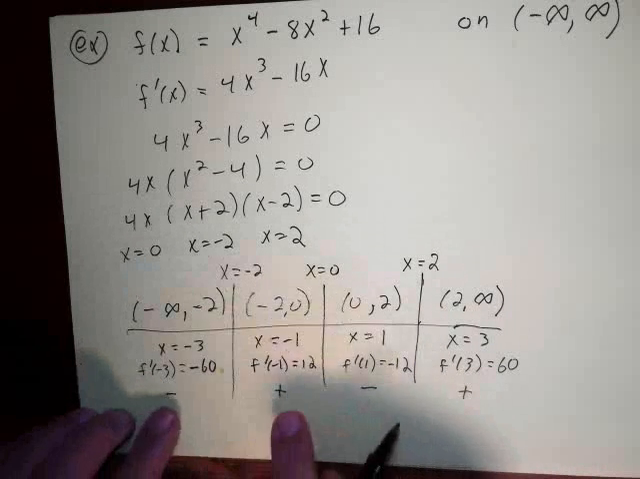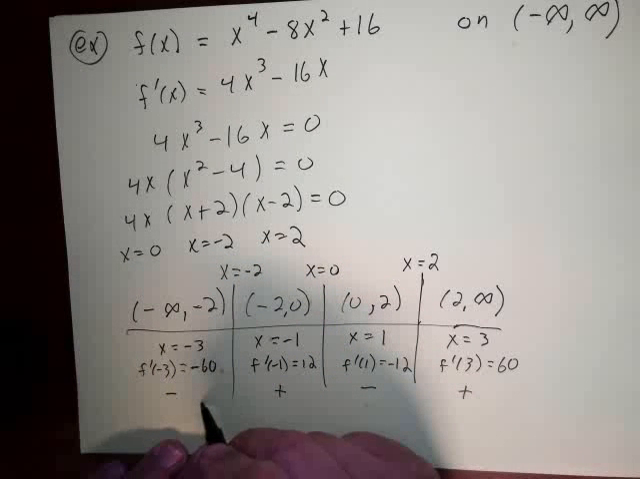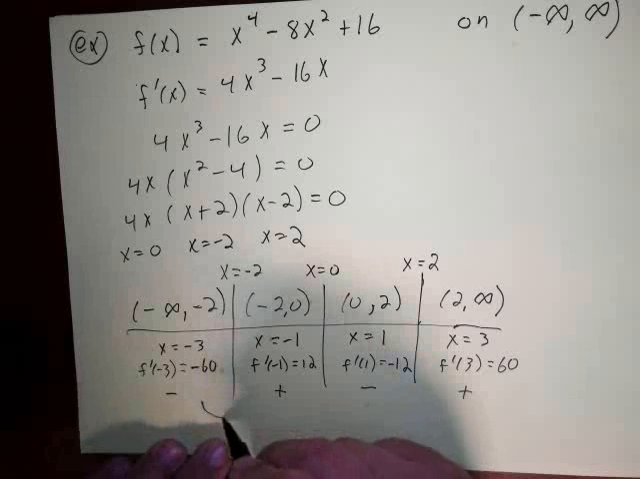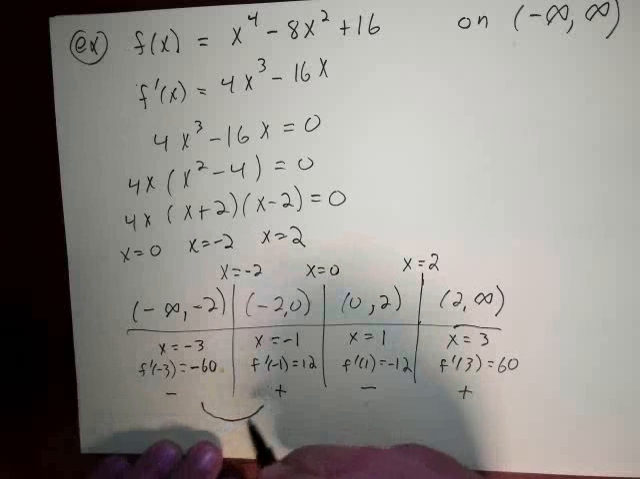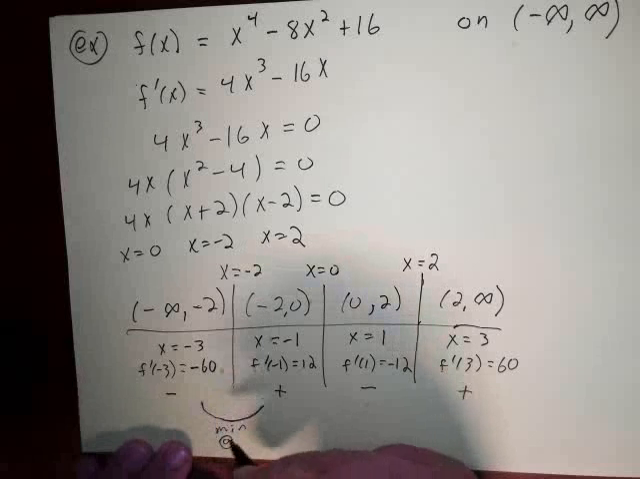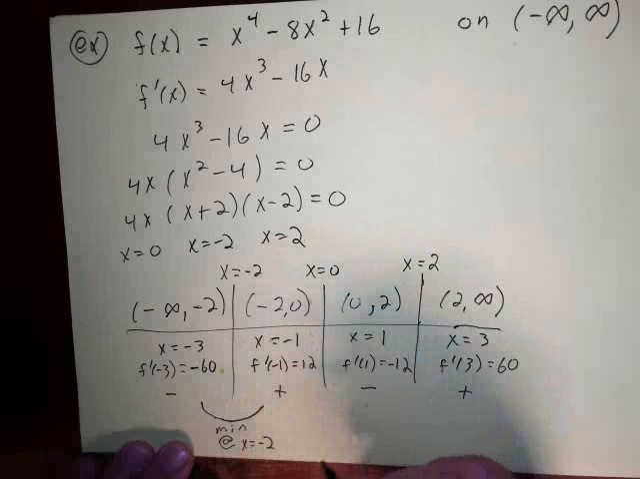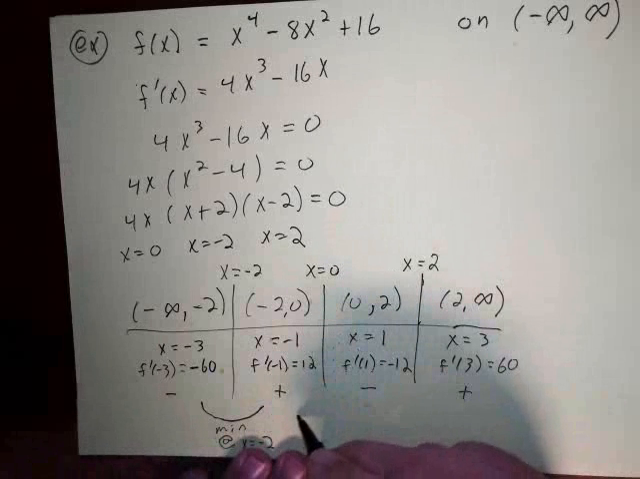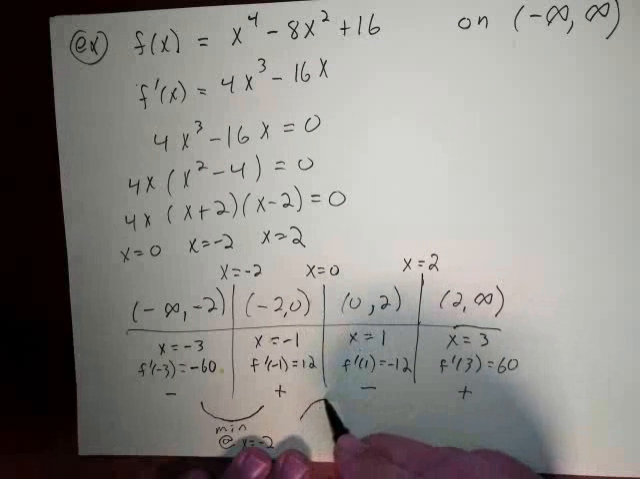The way you think about this is, if the derivative goes from negative to positive, then the function is decreasing where it's negative, then at the critical point it's 0, and then it's increasing. And so you get a min at x equals negative 2.